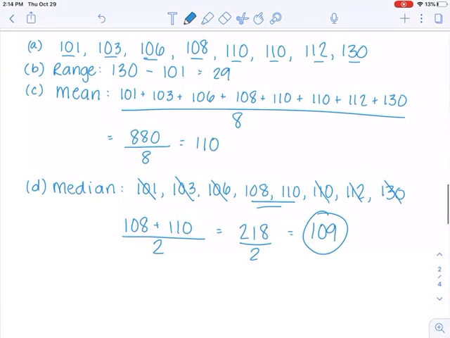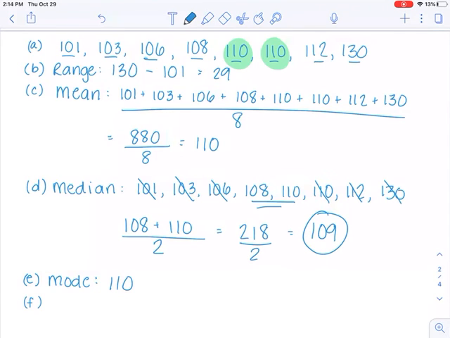Looking at letter E, it asks for the mode. So which number appears the most? As I'm looking at my numbers right here, the number that appears the most is going to be 110 because it appears twice, where every other number only appears once. So my mode would be 110.